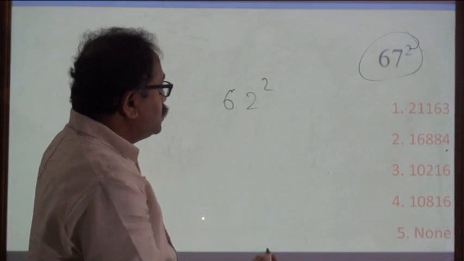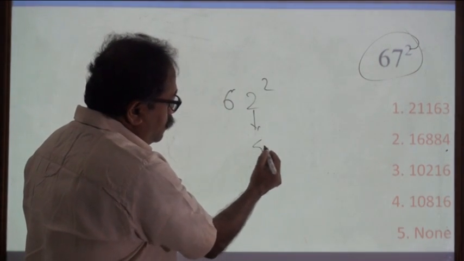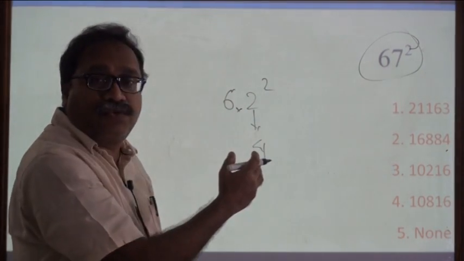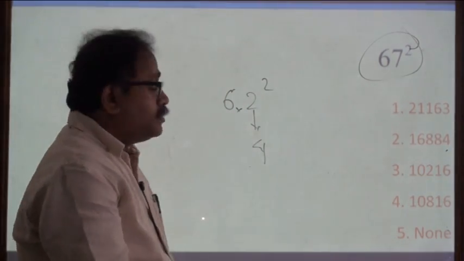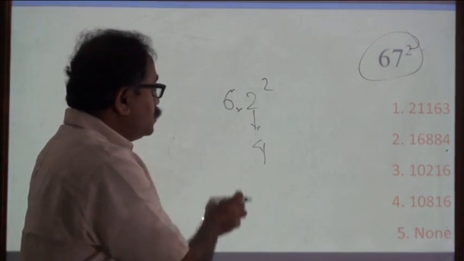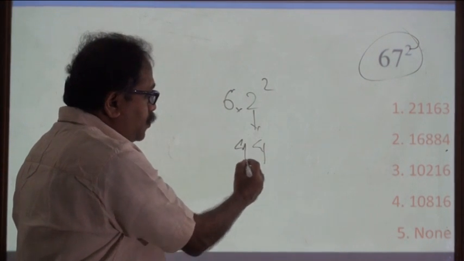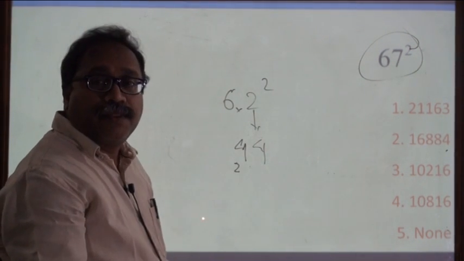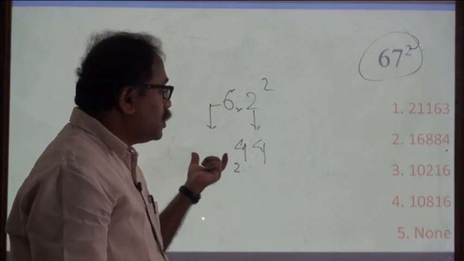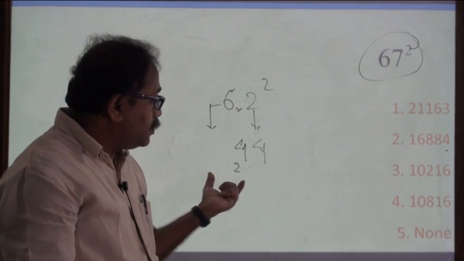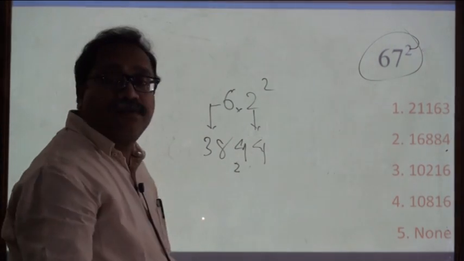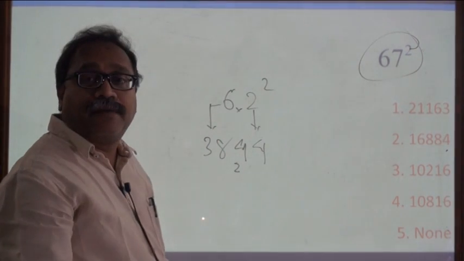How do I do it? Step 1, take 2 square, 4. Step 2, multiply these two and double it. That is 6 twos are 12, and the double of 12 is 24. So I will take 24 over here. So 4 carry 2. Next 6 square, that is 36. So I should write 36 here, but carry 2 is there. Therefore 36 plus 2, 38. So this is 62 square.